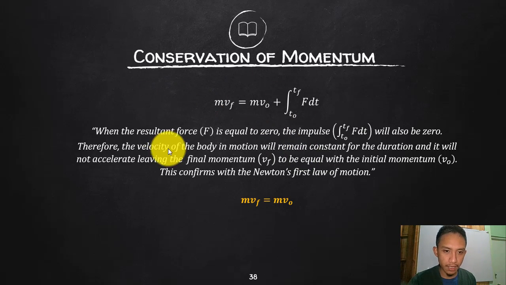So again, what does that mean? If you read my explanation here, when the resultant f is 0, the impulse will also be 0. Therefore, the velocity of the body in motion will remain constant for the duration.